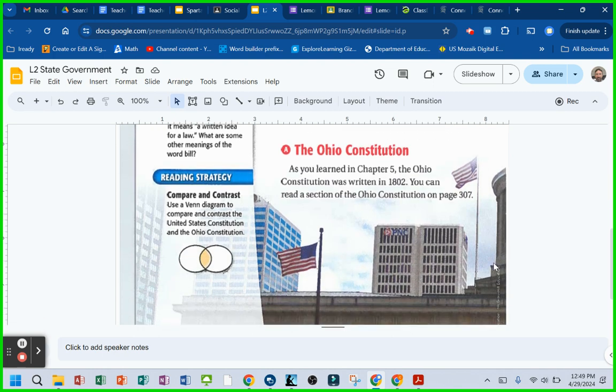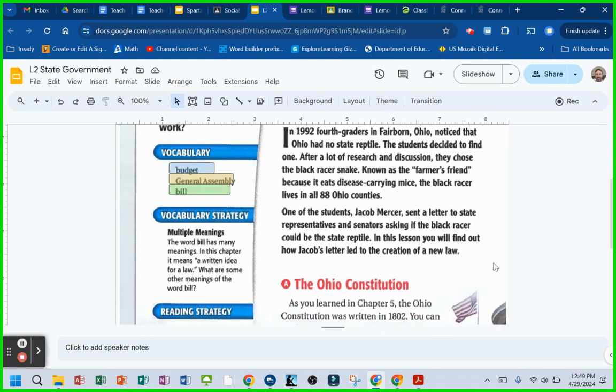In this lesson, you will find out how Jacob's letter led to the creation of a new law. So we're going to find out how the introduction of a bill becomes a law. All right.